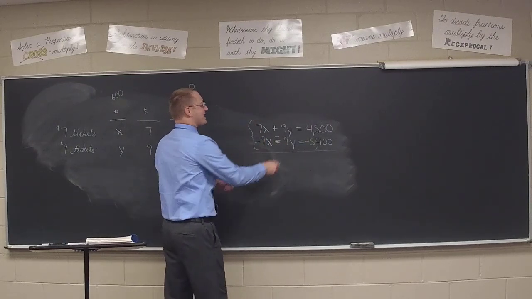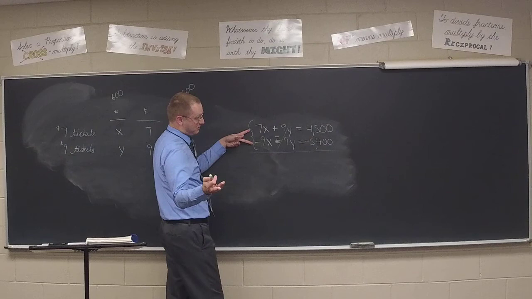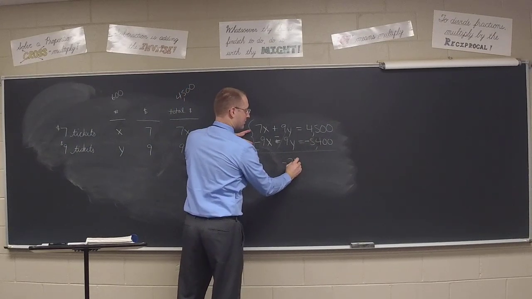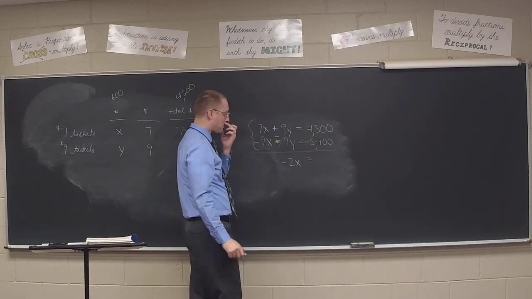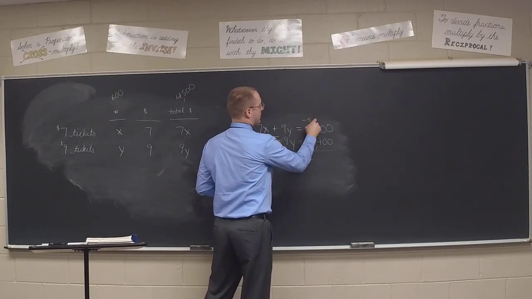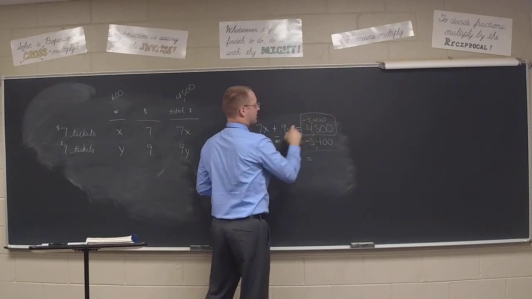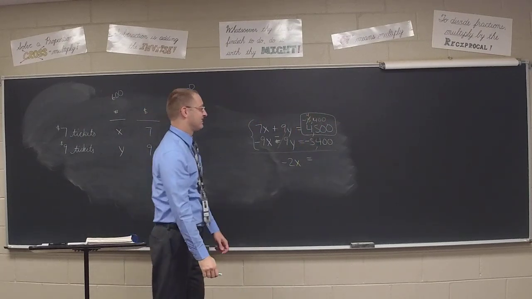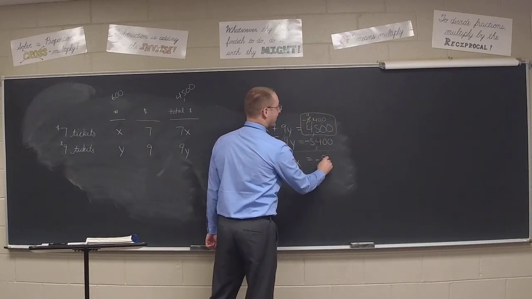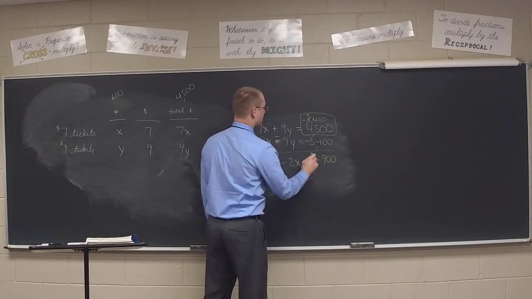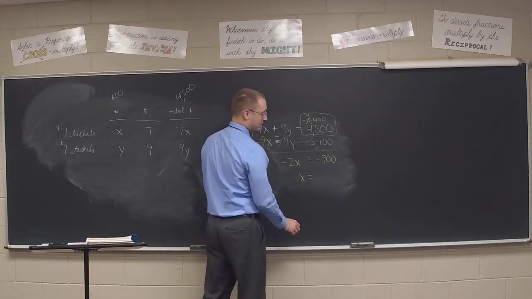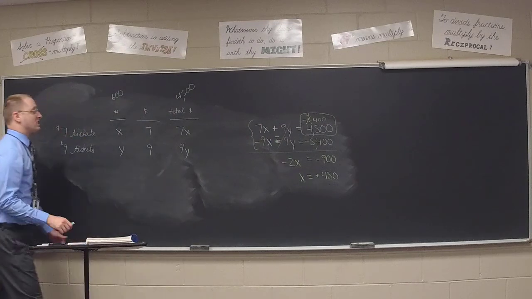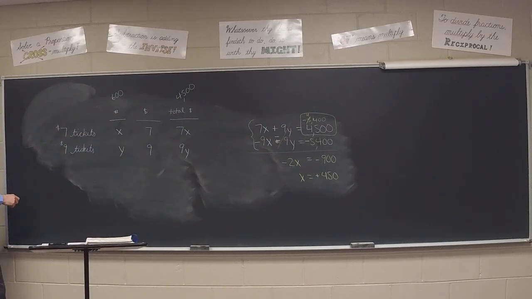All right, so obviously the 9y's cancel. This actually should then give you -2x equals... If we rewrote it this way, maybe this would help us to see the problem. Negative 900, which should have given us x is equal to 450. Positive 450, which means there are 450 tickets that sold for $7.